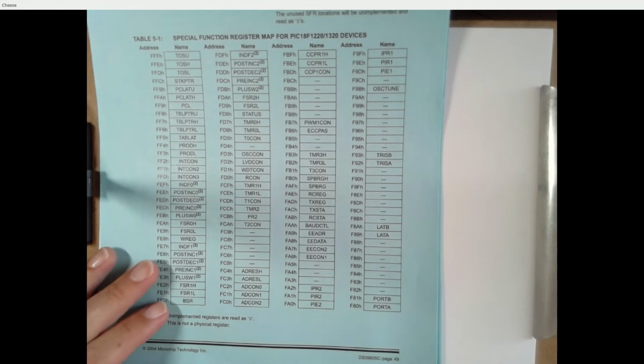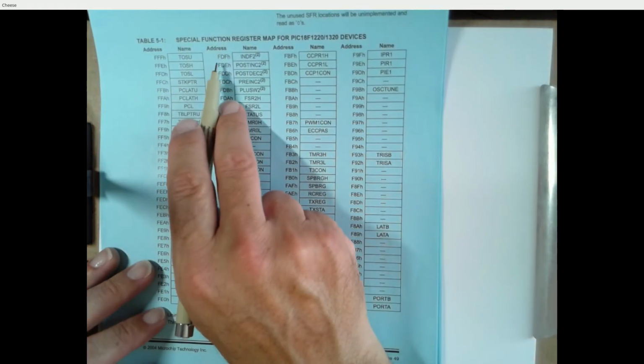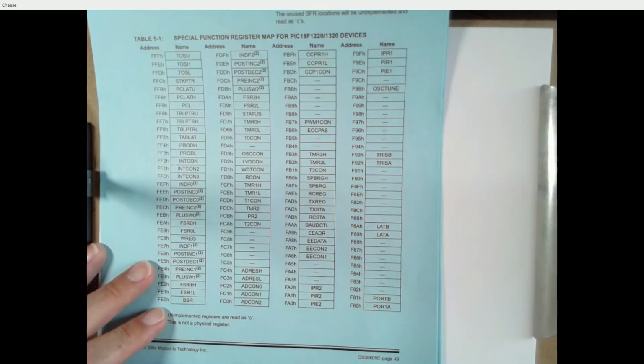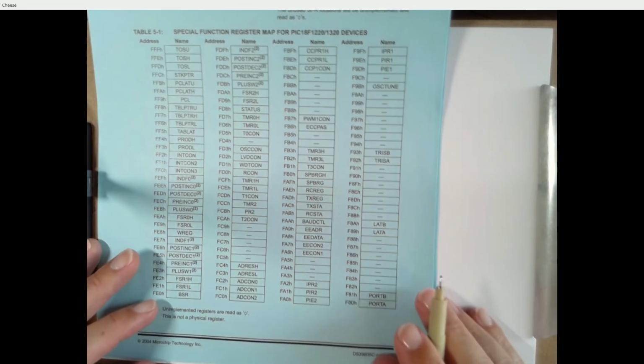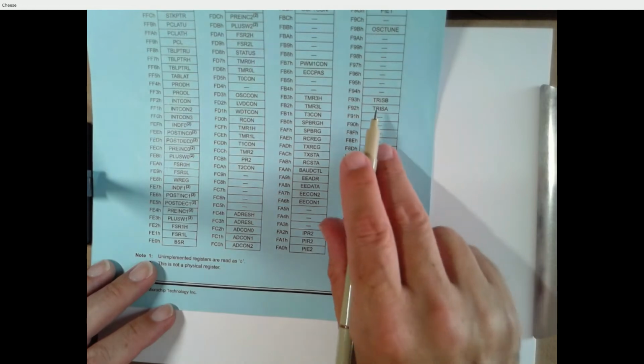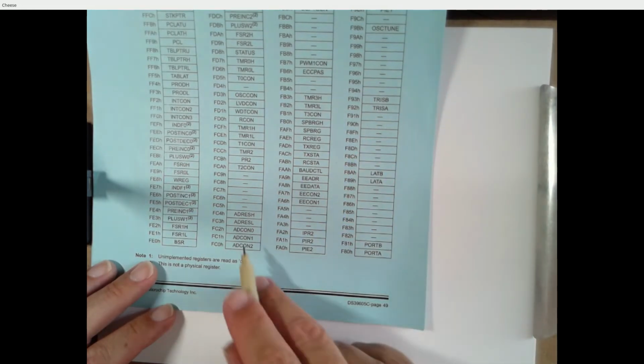So we mentioned these briefly in the first week. These are additional locations in our data memory. They all have an upper 4 bits of F. Okay, so we have to use the access bit properly to get to these locations. And we're going to talk about a few of these today. We're going to talk about port A and latch A and tri-state A, as well as a couple of others, namely ADCON 1. And then port B, latch B, and tri-state B will work the same as the A counterparts.